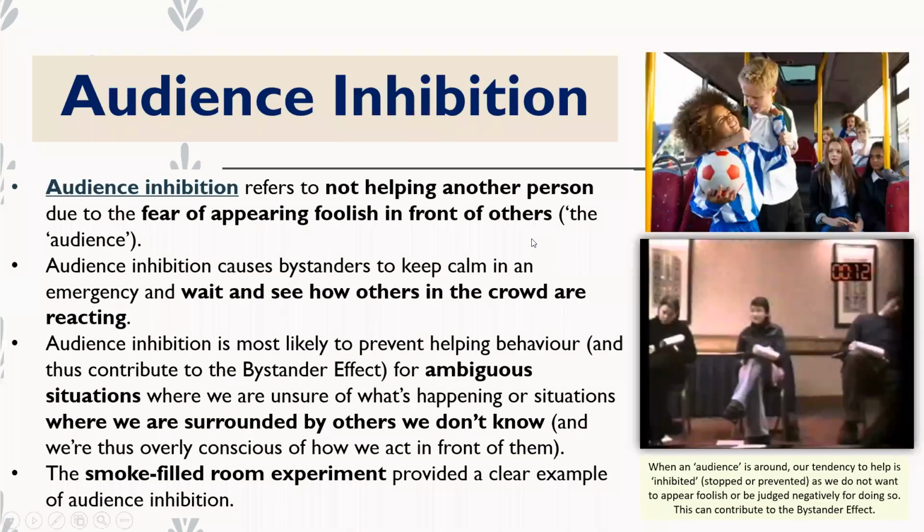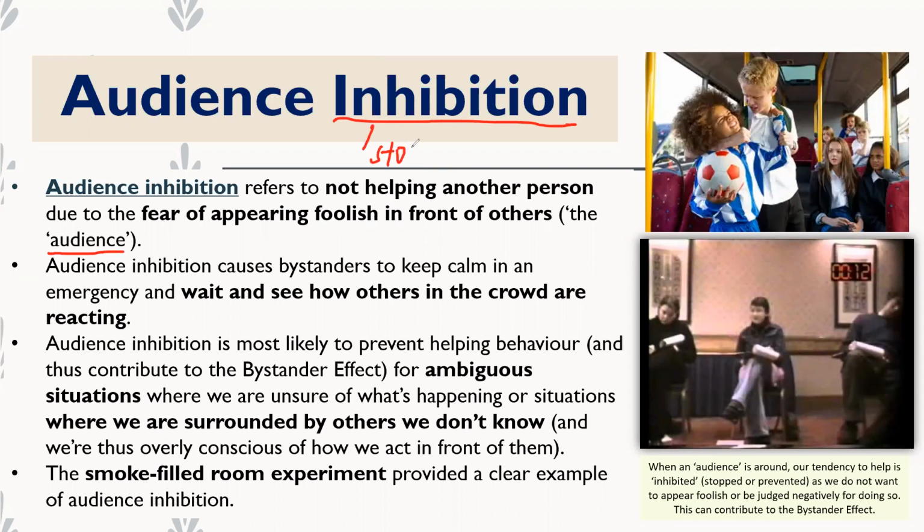Audience inhibition is a little bit different from diffusion of responsibility. Audience inhibition is this idea that you are not likely to help another person because you don't want to seem like a fool. You don't want to seem stupid. You don't want to seem silly in front of other people. So there's an audience and that audience is other people. And inhibition is another word for stop or prevent.